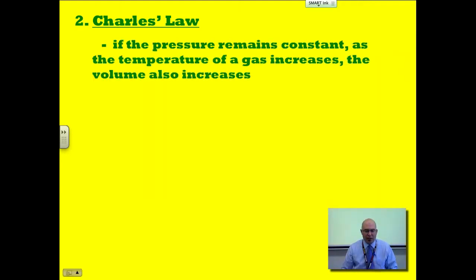Anyhow, Charles's law deals with if the pressure remains constant. Notice that in Boyle's law, the temperature was constant. Charles's law, if the pressure remains constant, as the temperature increases, the volume also increases. Boyle's law was an inverse relationship. As one went up, the other went down. Charles's law is a direct relationship. As one goes up, the other also goes up.